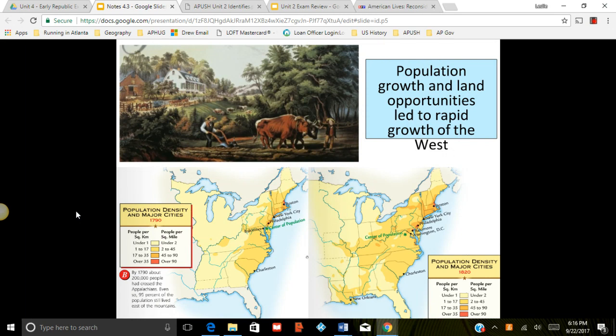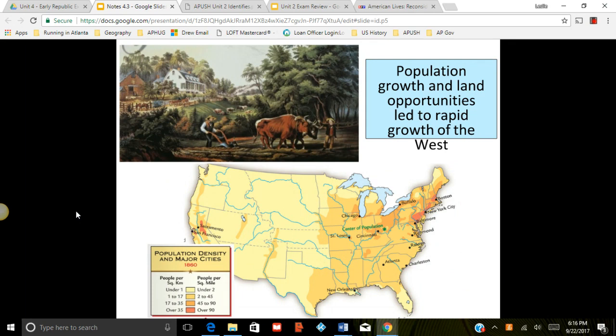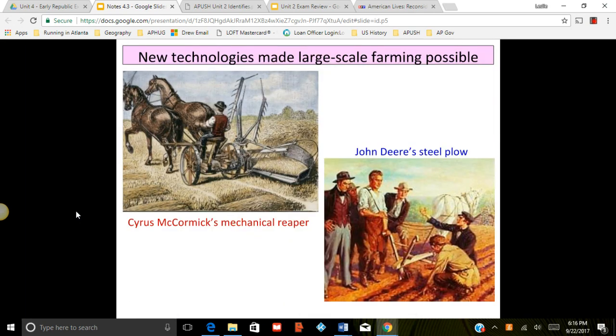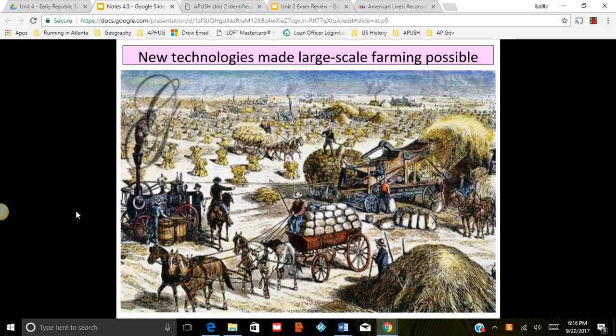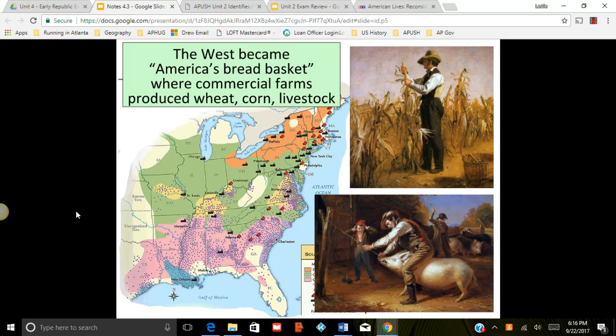Population growth and land opportunities led to rapid growth in the West as well. So new technologies made large-scale farming possible in Western lands. Cyrus McCormick's mechanical reaper and John Deere's steel plow allow for massive grain cultivation. And the West is going to become America's breadbasket, where commercial farms produced wheat, corn, and livestock. And so areas like Iowa, Nebraska, Kansas continue to serve that function in America today.